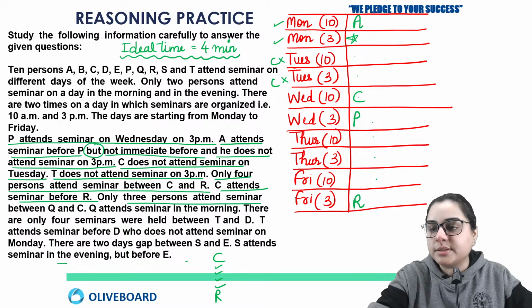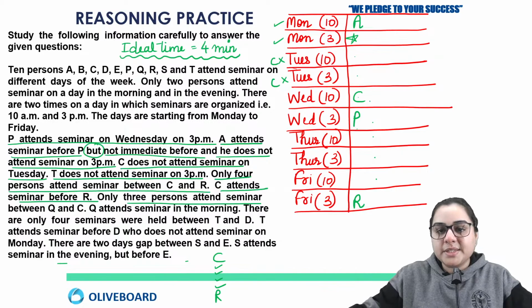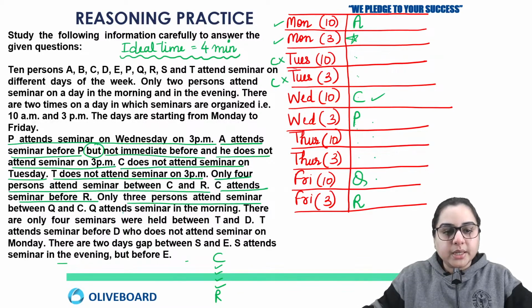Let's see this point now. Only 3 persons attend seminar between Q and C. So if C is written here, above if I check leaving 3 seminars, it is A which is written. So below if I check leaving 3 persons, here I should be writing Q. Okay, next line is that Q attends seminar in the morning. So this is already happening.